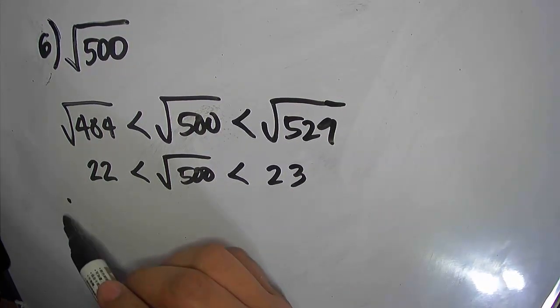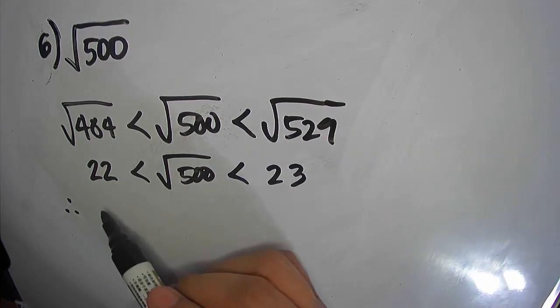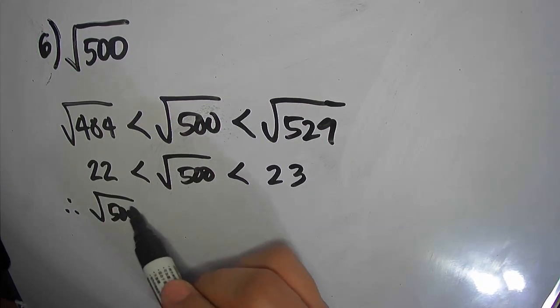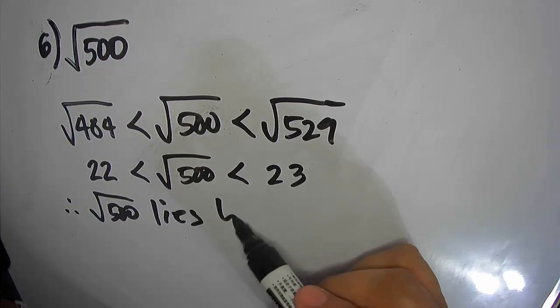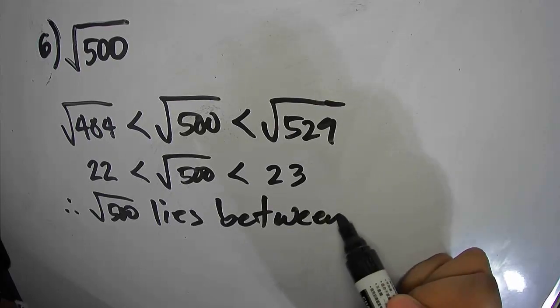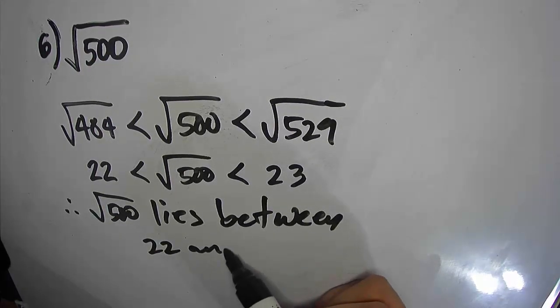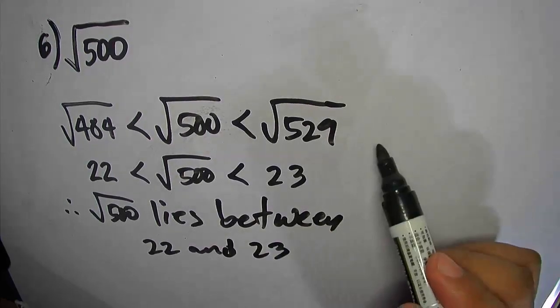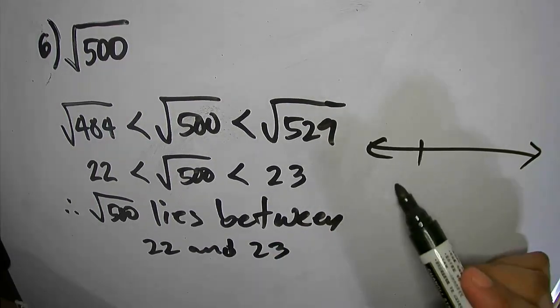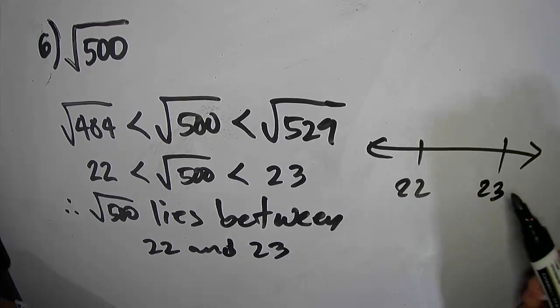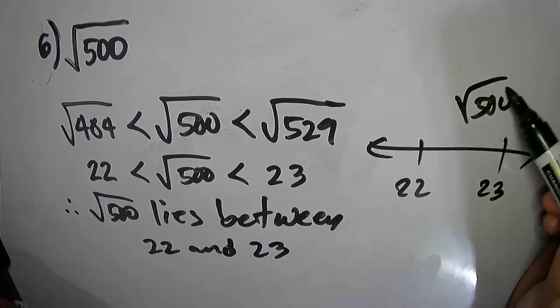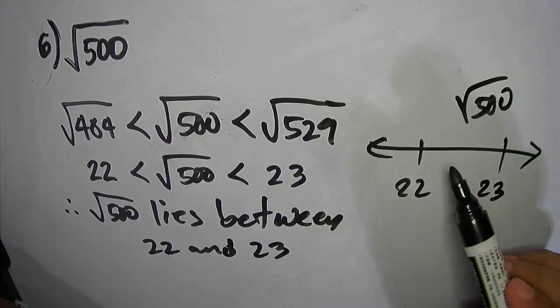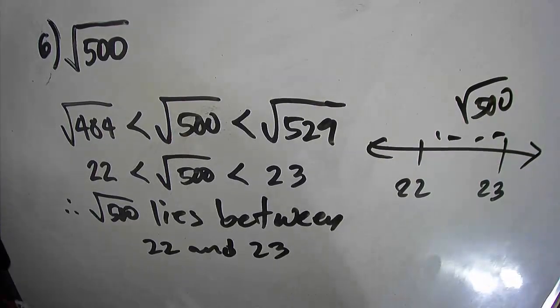Okay. So, anong magiging conclusion natin? So, therefore, square root of 500 lies between 22 and 23. Okay? So, nasa pagitan uli sila ng 22 and 23. Andito yung square root of 500. Okay? Ayan. Okay. So, yan ang tungkol sa square root of a number between two integers.